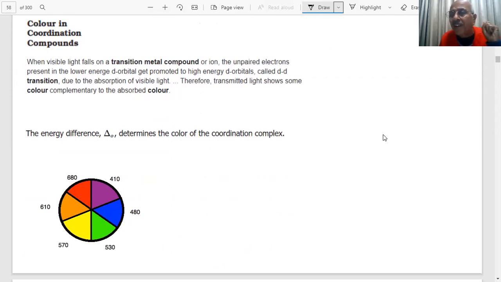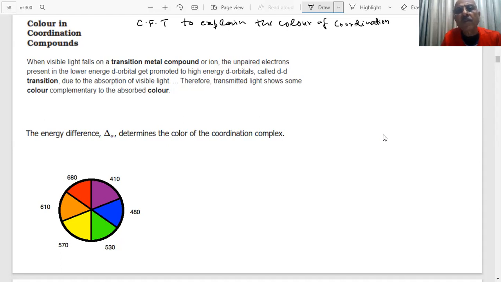The most important point is that valence bond theory could not explain the color of transition metal compounds, coordination compounds. But coordination compounds are highly colored. So which theory is able to explain the color? That question is coming in the paper. Crystal field theory can be used to explain the color of these coordination compounds. How does it explain?